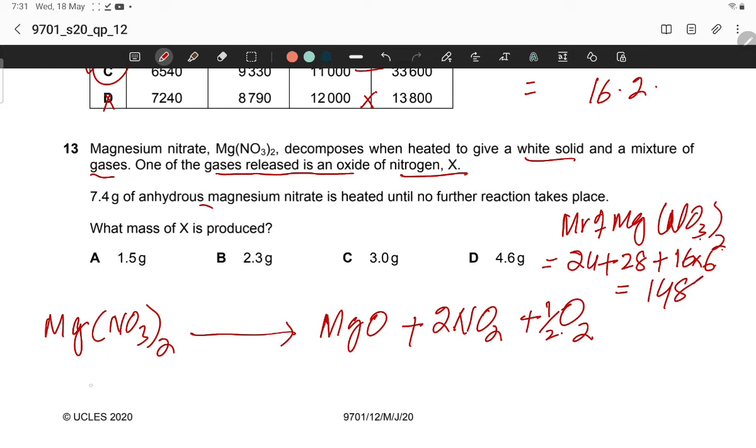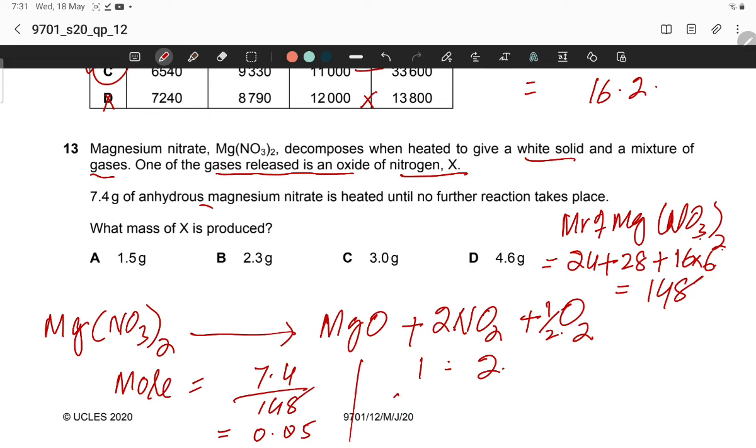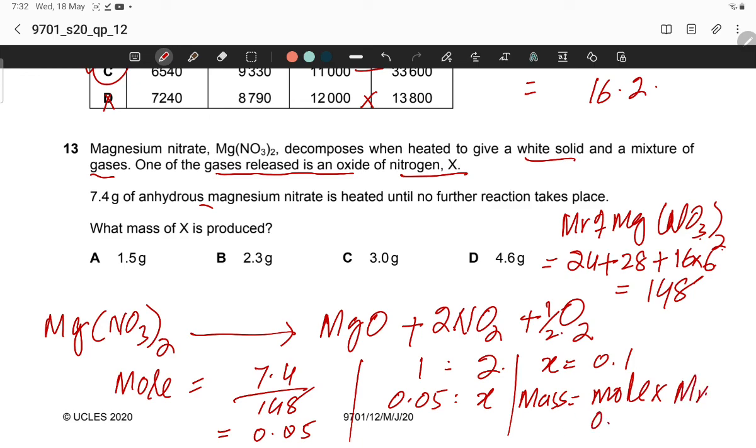7.4 gram. So calculate the mole of anhydrous magnesium nitrate: 7.4 divided by 148. So this is equal to 0.05 mole. Ratio 1:2, so 0.05 ratio X is equal to 0.1. X is equal to 0.1 mole, so mass is equal to mole into Mr. Mole is 0.1, Mr is 46, so this is equal to 4.6. So D option is correct.